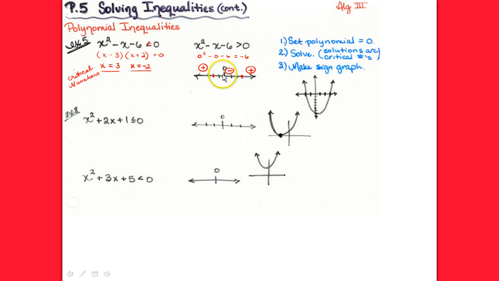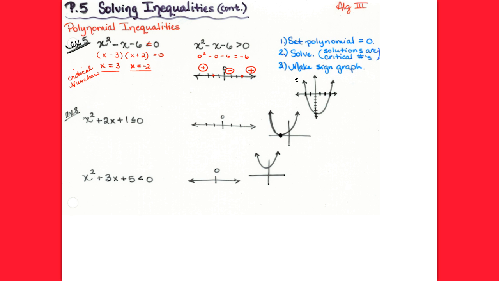If I go through and plug 0 in and find out it's negative, and I know about sign graphs, then I can say that when I cross a single root, the sign is going to change. I wouldn't have to test every single interval. So I set my polynomial equal to 0, solved to get my critical numbers, and then used those critical numbers and some test points to make a sign graph.